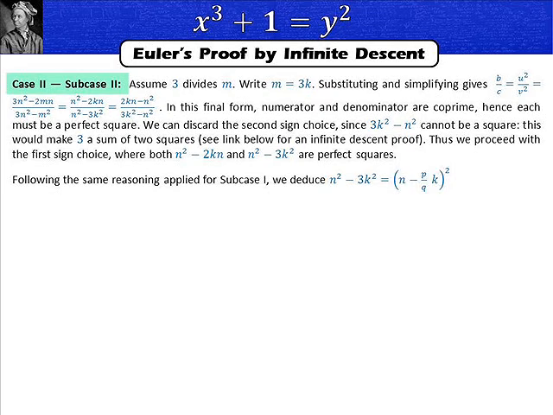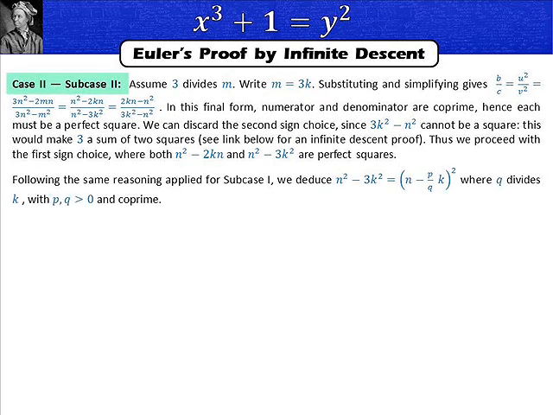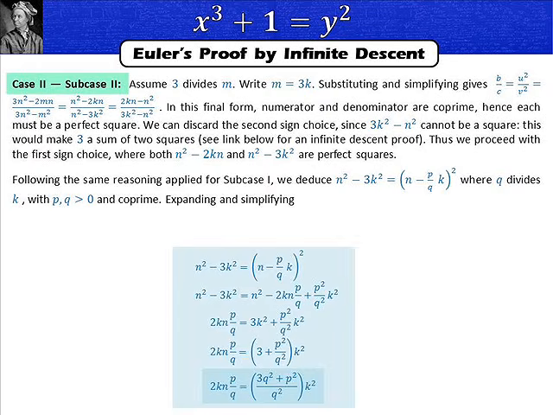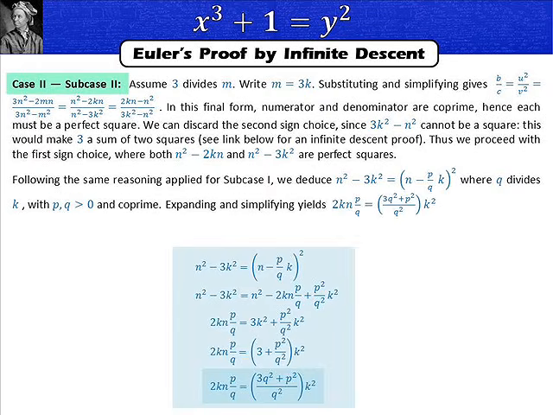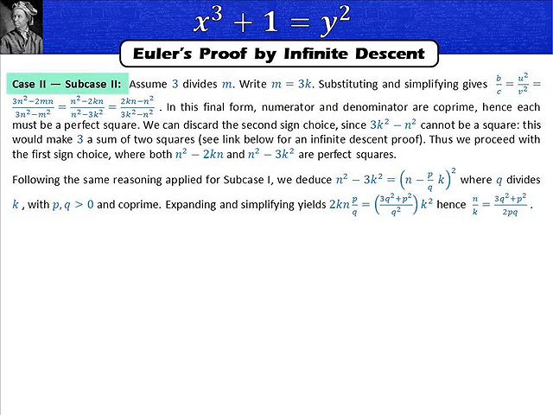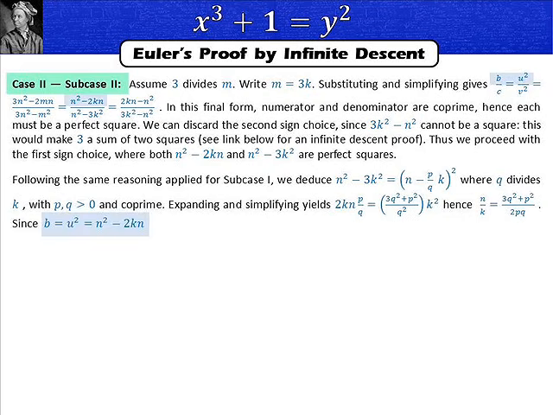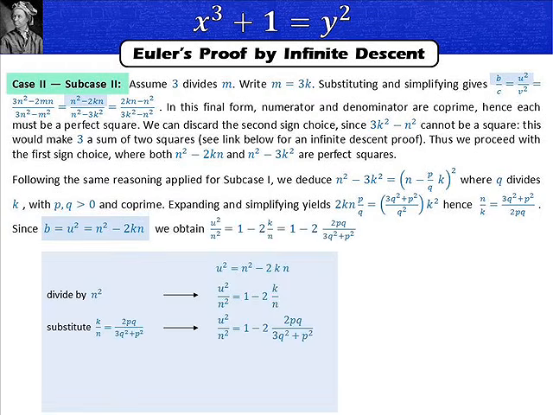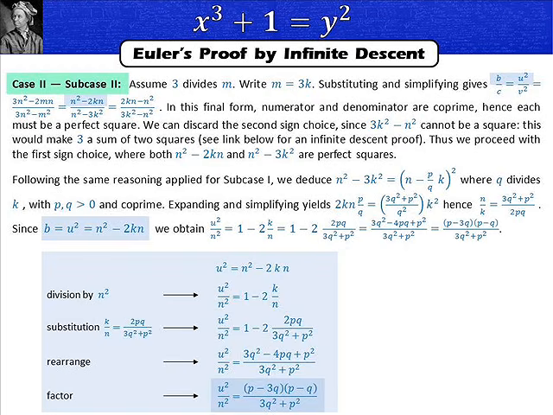square of (n minus p over q times k), where q divides k with p and q positive integers and coprime. Expanding and simplifying yields 2kn times p over q equals k squared times (3q squared plus p squared) over q squared. Hence, n over k equals (3q squared plus p squared) over 2pq. Since b equals n squared minus 2kn, we obtain u squared over n squared equals (p minus 3q)(p minus q) over (3q squared plus p squared).